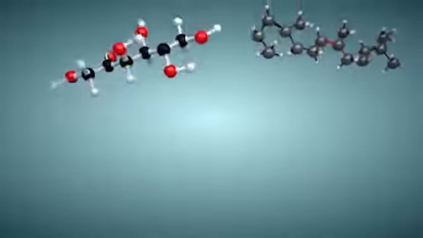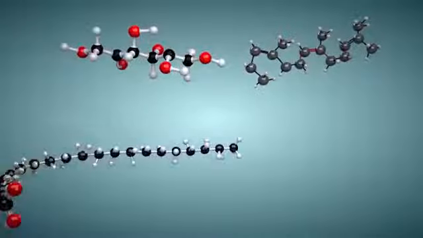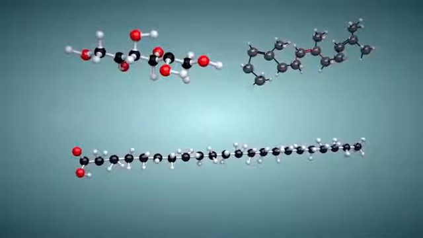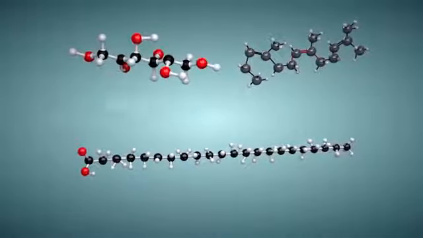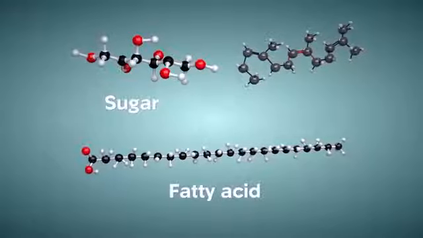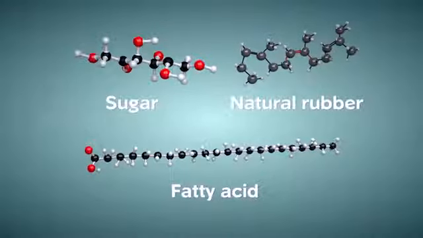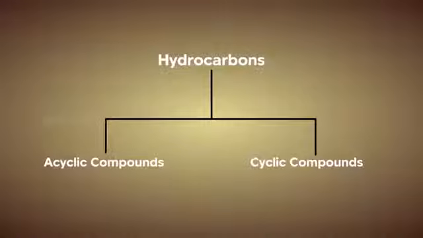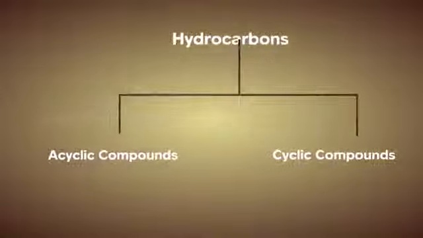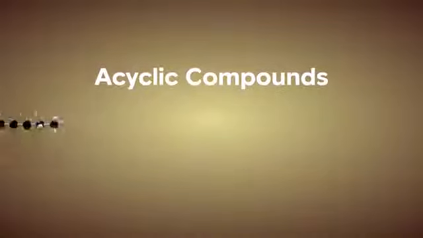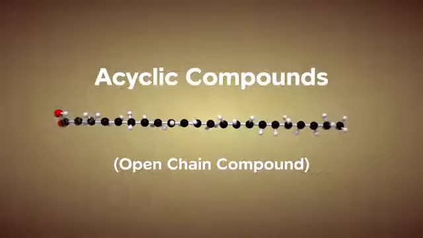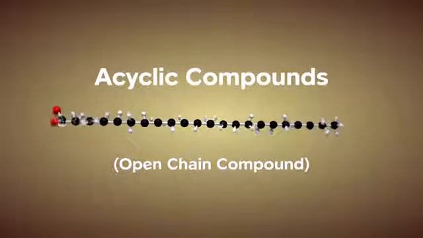Organic compounds are a large class of compounds which contain carbon and hydrogen as the main constituent elements. For example, sugar, fatty acids, and natural rubber are organic compounds. One important class of organic compounds is acyclic compounds. They are also called open-chain compounds due to their open-chain structure.